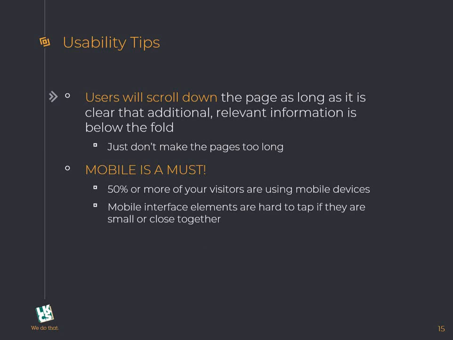You also have to make sure that mobile interface elements, in other words, buttons and menus and things like that, are easy for people to click on. If they're hard to tap, or if they're too small or too close together, then you need to adjust those. Because phones especially are pretty small. So we need to make sure that those interface elements are easy to use.